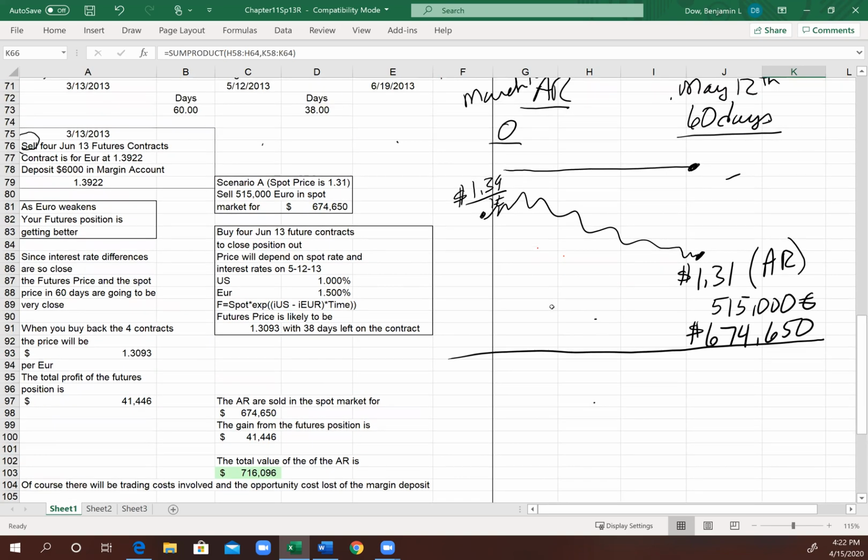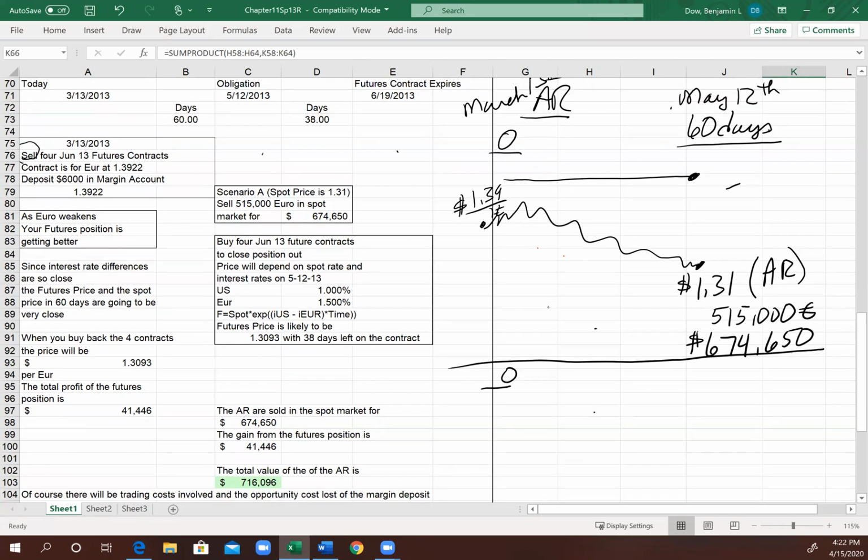Now, luckily, we're also at the same time on day 0 going to sell 4 futures contracts. And what does that mean? That means we've got an agreement with somebody. We can call it Amy. We've got an agreement with Amy to sell 500,000 euros, that's what 4 contracts represent. Sell 500,000 euros to Amy on June 19th.